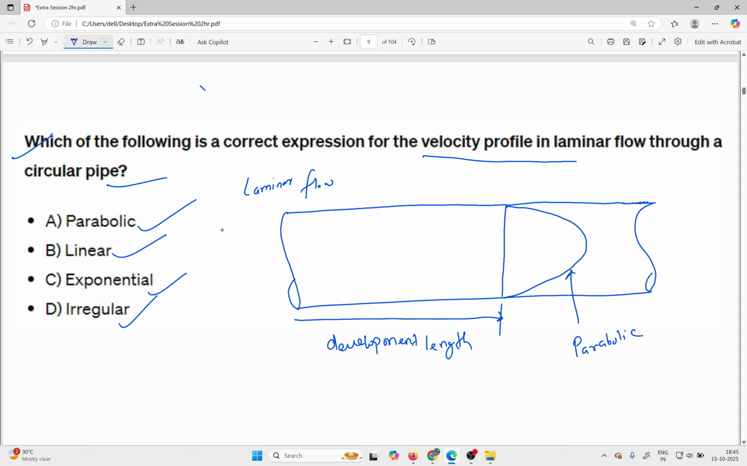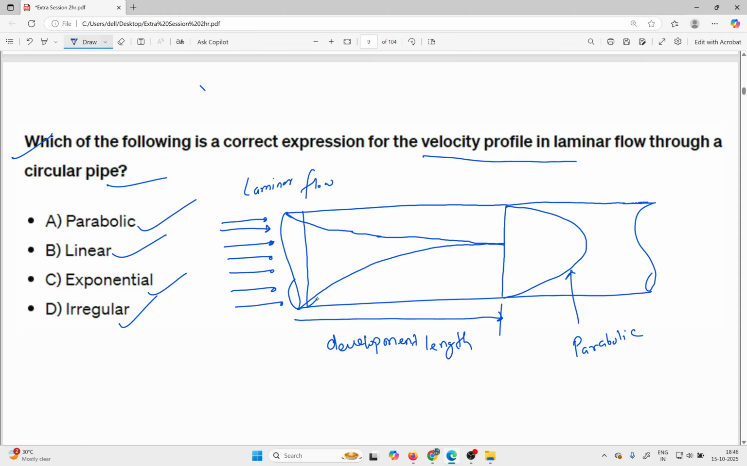What is development length? Once your fluid enters the pipe, what will happen? Assume the fluid is entering the pipe with uniform velocity. Due to the wall effect, your velocity diagram will be like that. Due to this wall, the boundary layer formation will happen from this side also. After that, the velocity profile will be like that.